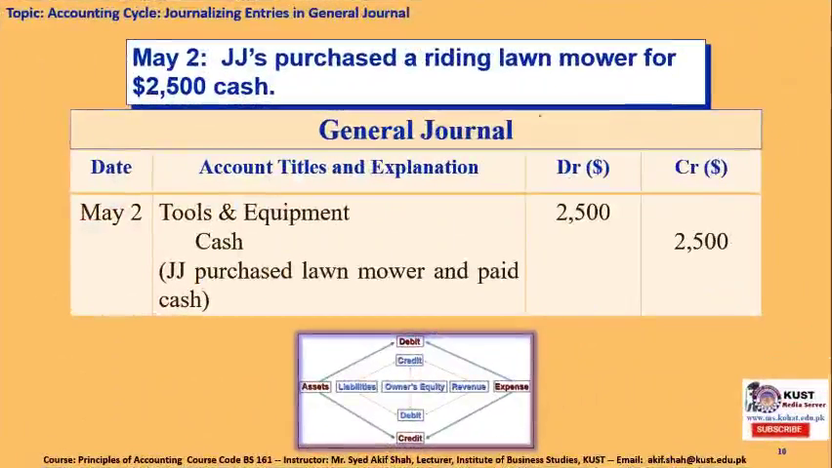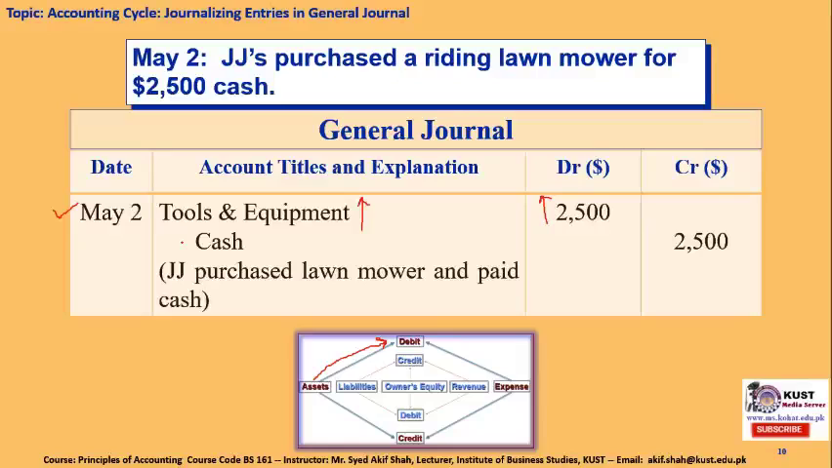Here it is. After analyzing the transaction of May 2, we have plugged the date into the relevant column first. And as we have analyzed, the level of tools and equipment has increased in the company. So we have mentioned it in the debit column, because when there is an increase in a particular asset, it will be recorded as debit.